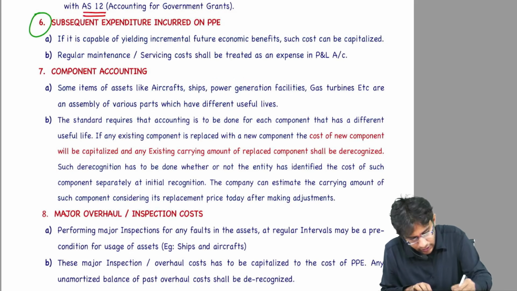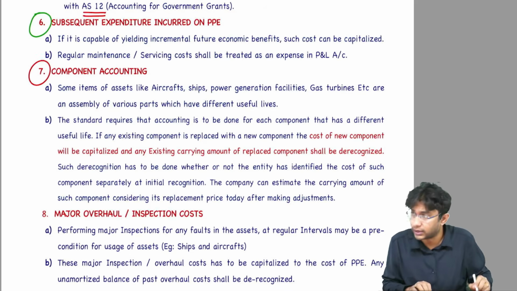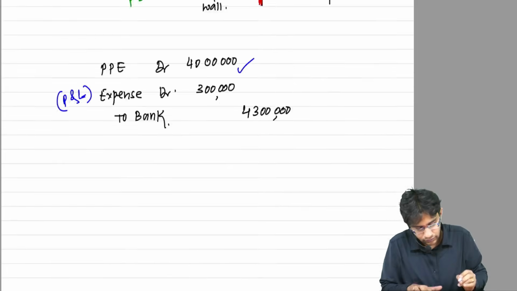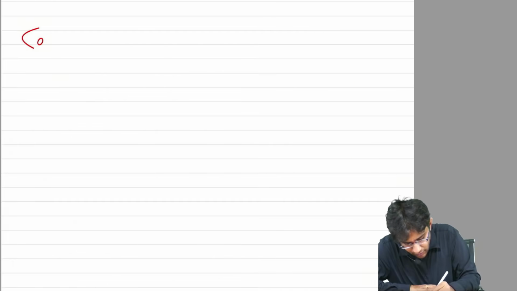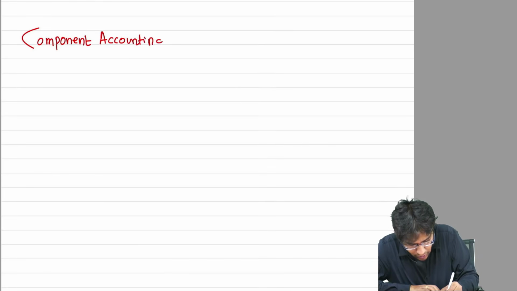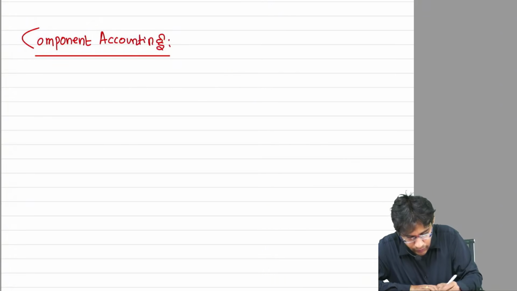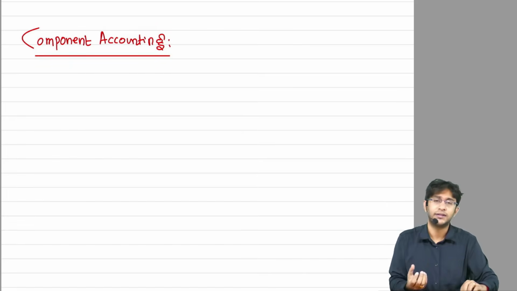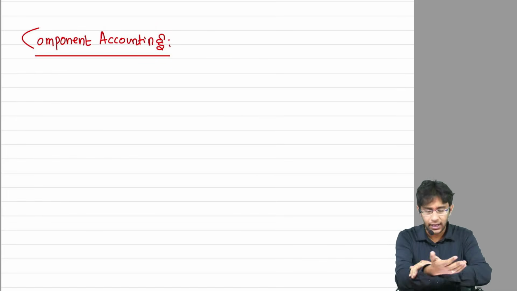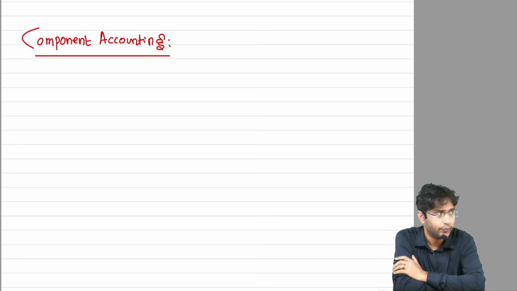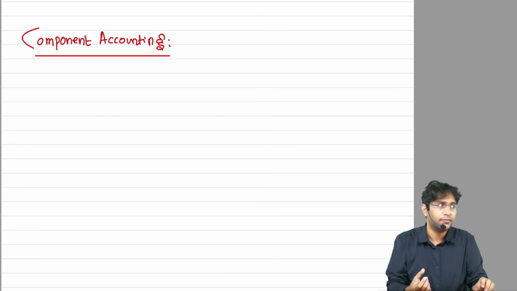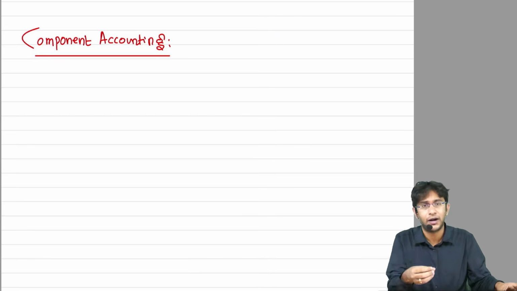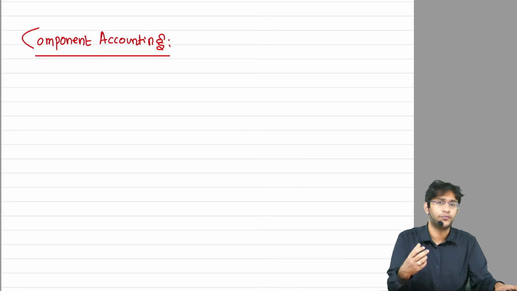Next, a very important and very interesting concept called component accounting. Now, the component accounting concept is like this, sir. Suppose there are many assets which are built of an assembly of various components. The asset may be a single asset, but that asset might have various parts or components which are having different useful lives.